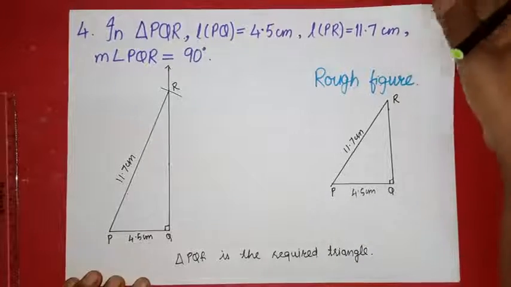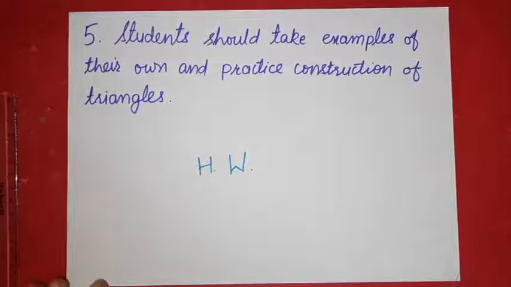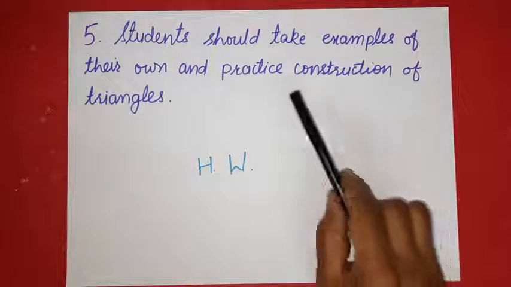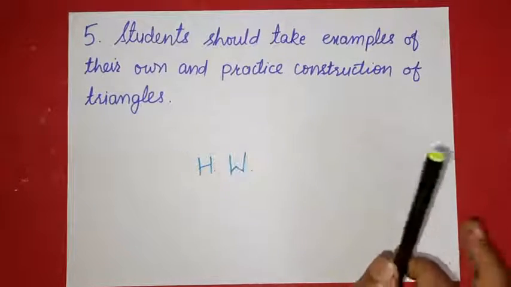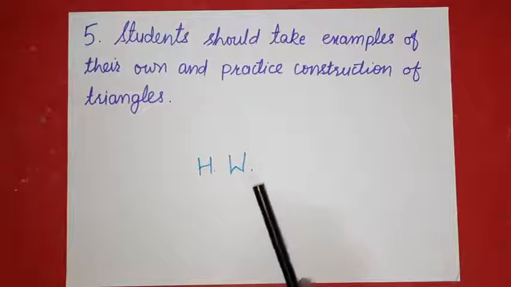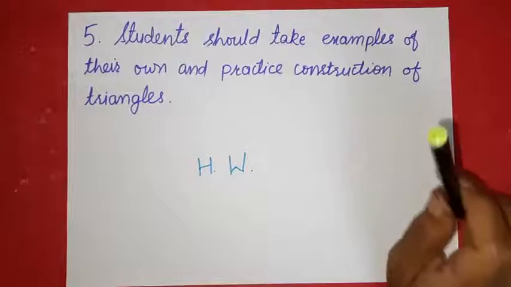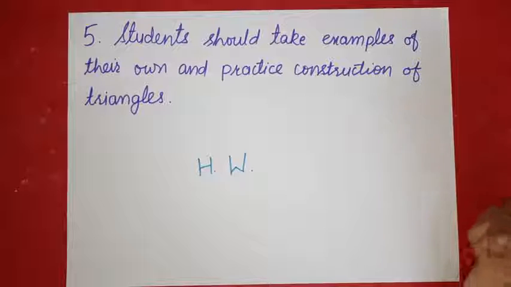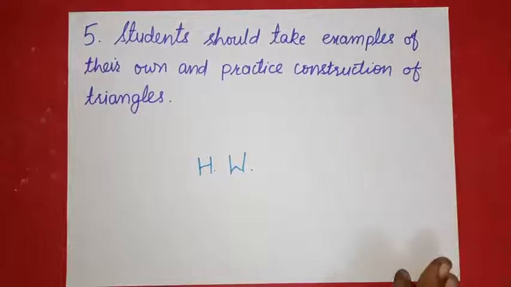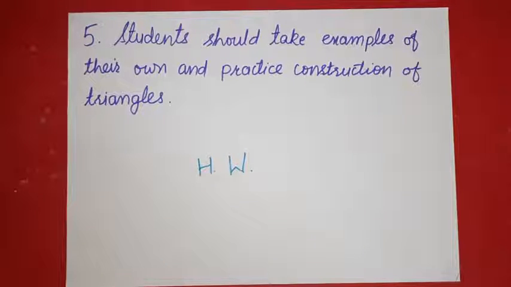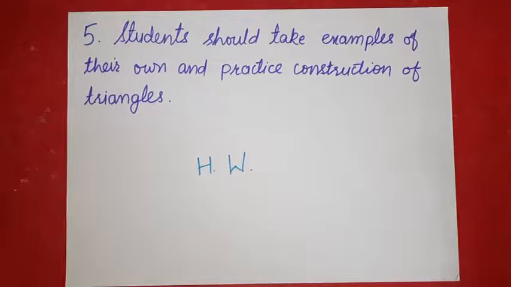Now let us see example number 5. Students should take examples of their own and practice construction of triangles. See children, this is the homework, because everyone will take the lengths of the segments on their own and they will draw their own triangles. Okay. So here we have completed practice set 5. I expect everyone will complete their copies till here, practice set 5. Everyone will do the construction using a sharp pointed pencil. Thank you.